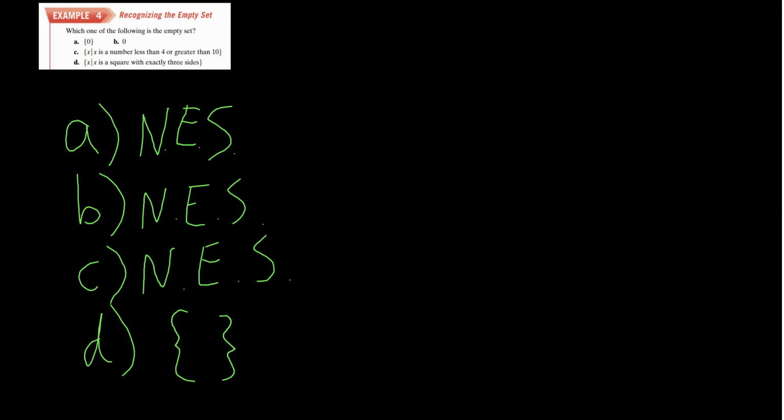C, okay, so C, X is a number that is less than 4, okay? So what numbers are less than 4? Well, 3, 2, 1, 0, -1, right? There's an infinite amount of numbers that are less than 4, right? And then it says or, right? So X is going to be a number that's less than 4 or greater than 10. So it could be either, okay?